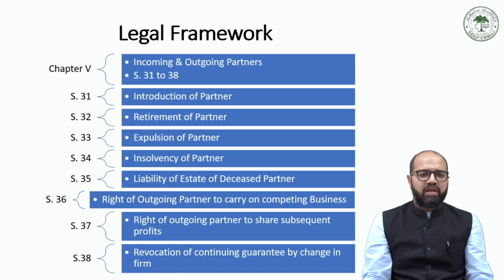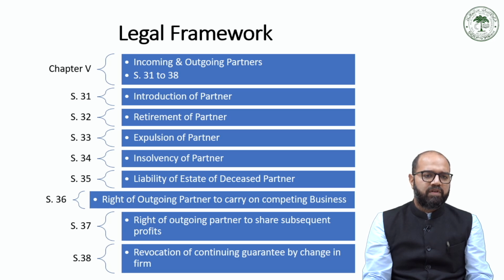Looking at the legal framework that governs incoming and outgoing partners, it is specifically mentioned in Chapter 5 of the Indian Partnership Act 1932. Chapter 5 is titled Incoming and Outgoing Partners and is spread over Section 31 to Section 38. I have given a brief description of what each section of this chapter relates to.